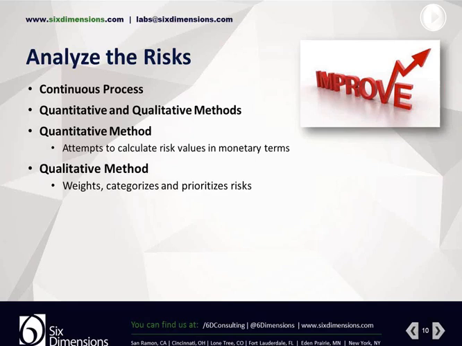And then for the qualitative method, what we do is we actually weigh, categorize, and prioritize that risk. This is done in a lot of different environments. A lot of people prefer the qualitative method over the quantitative method because it can often be done much quicker and can give you relative information or an idea of exactly what risks are higher, what risks are lower, and which ones need to be addressed first.